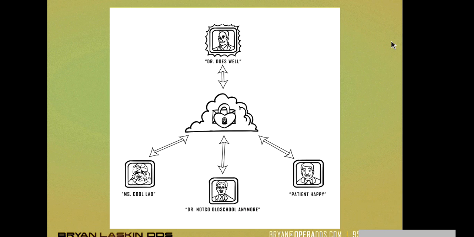So if Dr. Doeswell sends something up to the cloud and it's secured there, and Ms. Cool Lab on the left downloads it to her server, what's important here is that Dr. Doeswell didn't send it directly to her. So you don't have to worry, from a liability standpoint, about what's going on with Ms. Cool Lab, because you've fulfilled your obligation by sending it up to this cloud provider, as long as that cloud provider is doing what they need to do.